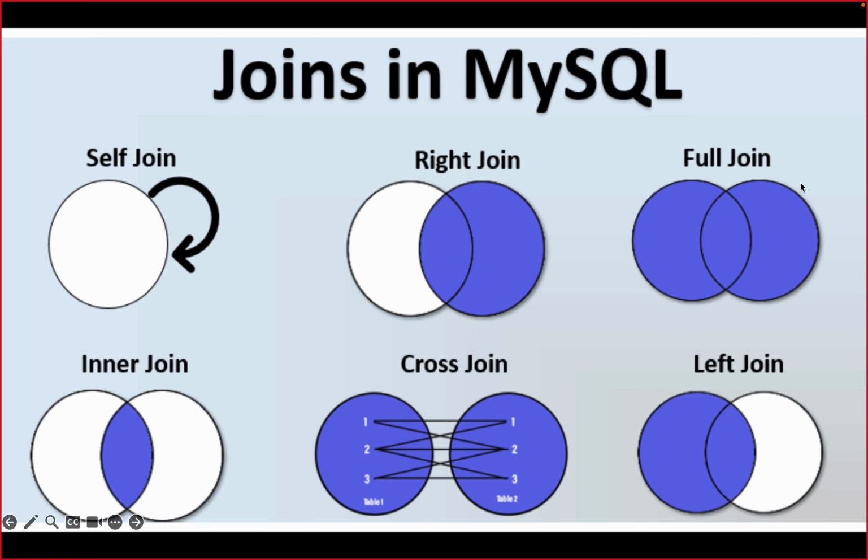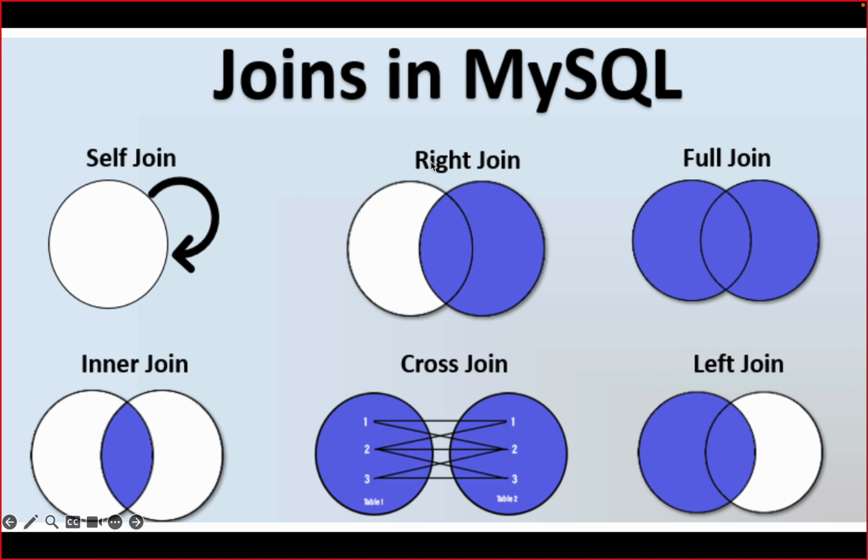Now full join is something that gives me entire information about both the tables, also the information which is common between both the tables. This is also known as an outer join. Full join is equivalent to outer join, which gives you information about the entire set of tables that we have.